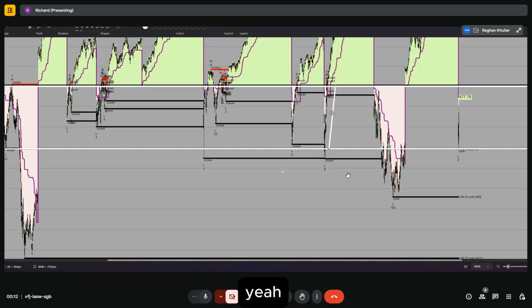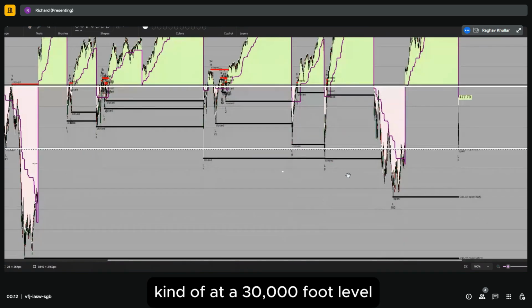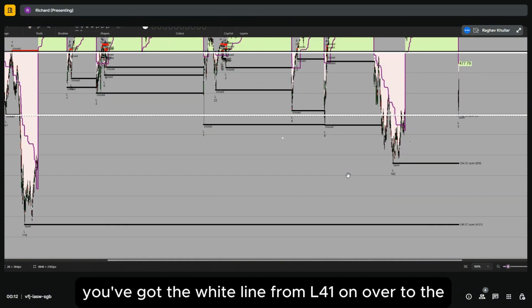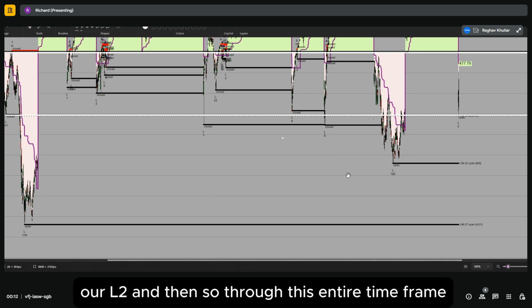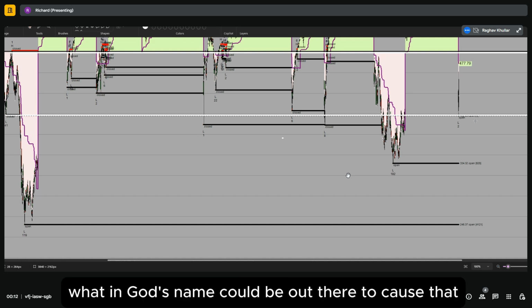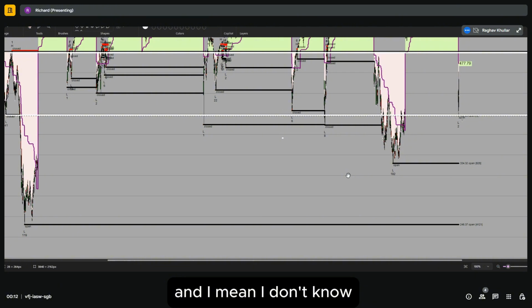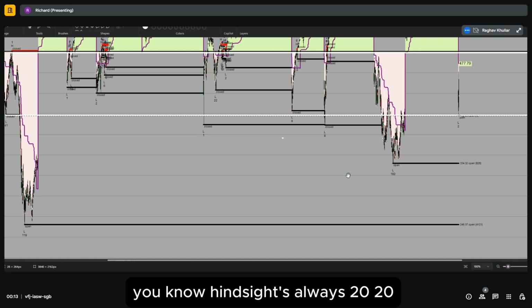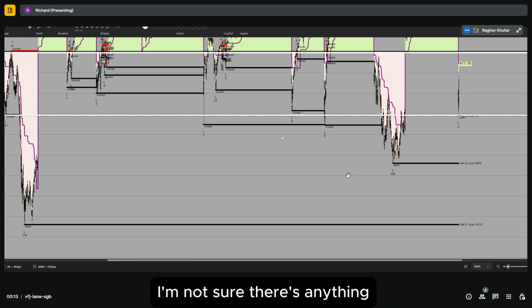Yeah, definitely. And if I just look at the graph at a 30,000 foot level, we've got two deep pullbacks you're showing. You've got the white line from L41 on over to our L2, and through this entire time frame we've got these two deep pullbacks. And if we look out on the horizon, what in God's name could be out there to cause that? Hindsight's always 2020, but right now, looking forward, I'm not sure. Barring the tariff stuff, I'm not sure there's anything.